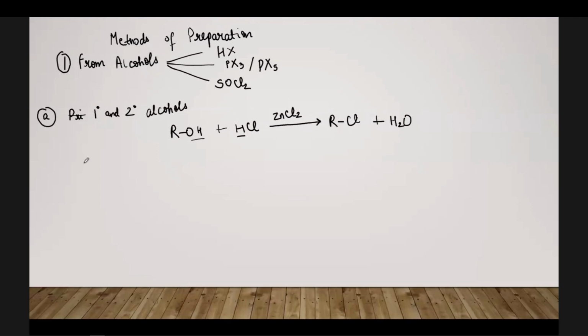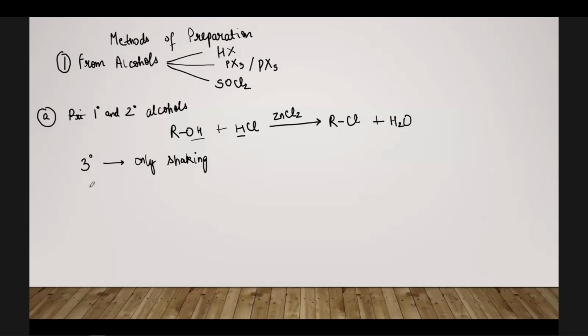And if we talk about the tertiary alcohol, that is a 3 degree alcohol, we do not need the ZnCl2 and we can simply shake the alcohol with the concentrated HCl and the reaction will happen. So only shaking required. Okay. Now coming to the alkyl bromide. This was for the alkyl chloride. Now we'll come to alkyl bromide.